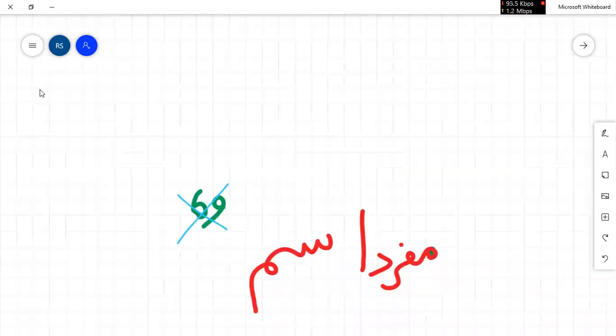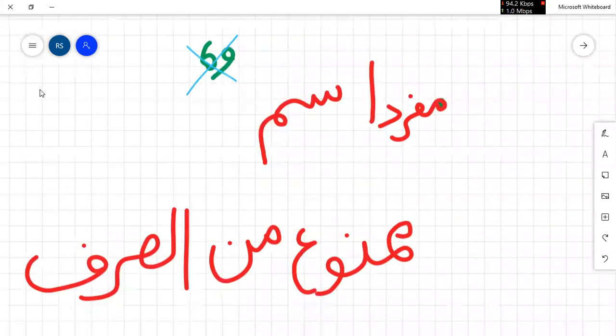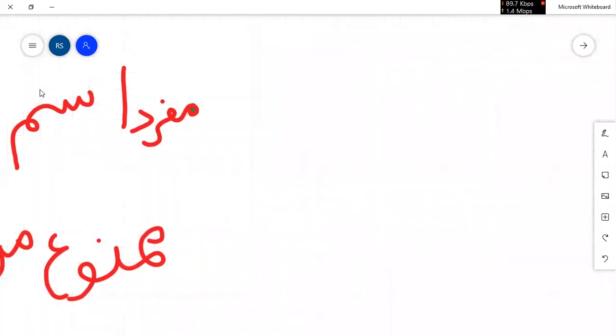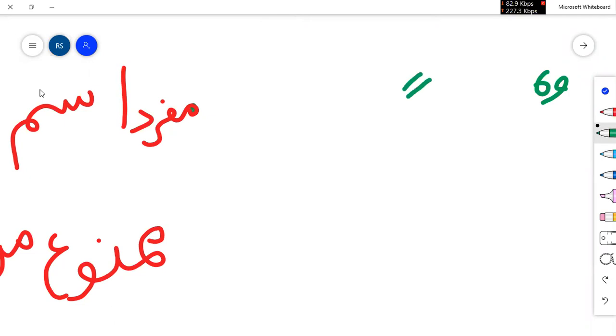Okay. In mufrad ism, we know what the irabs are. In mufrad ism, you all know that when the ism is marfu, we use dammatain. When it is mansub, we use fathatain. And when it is majrur, we use kasratain. And when it has alif lam, then we will use one damma for marfu, one fatha for mansub, and one kasra for majrur. But the question is, what will we use with mamnu minas-sarf?